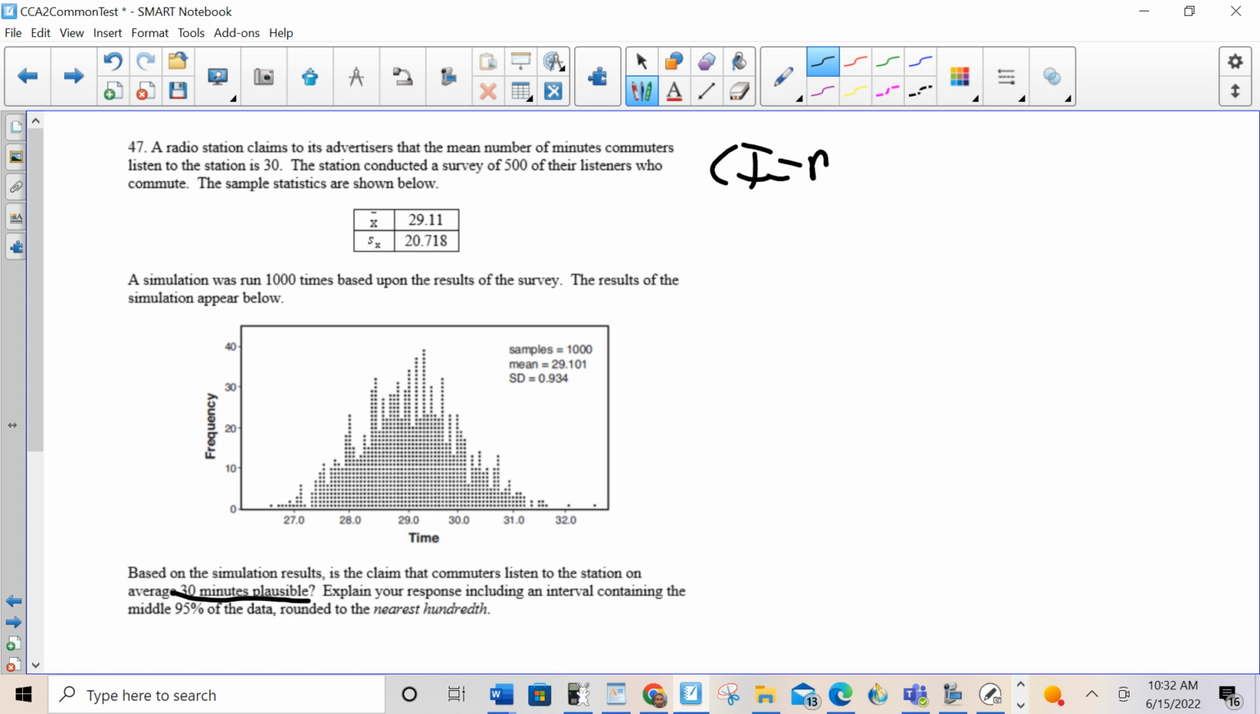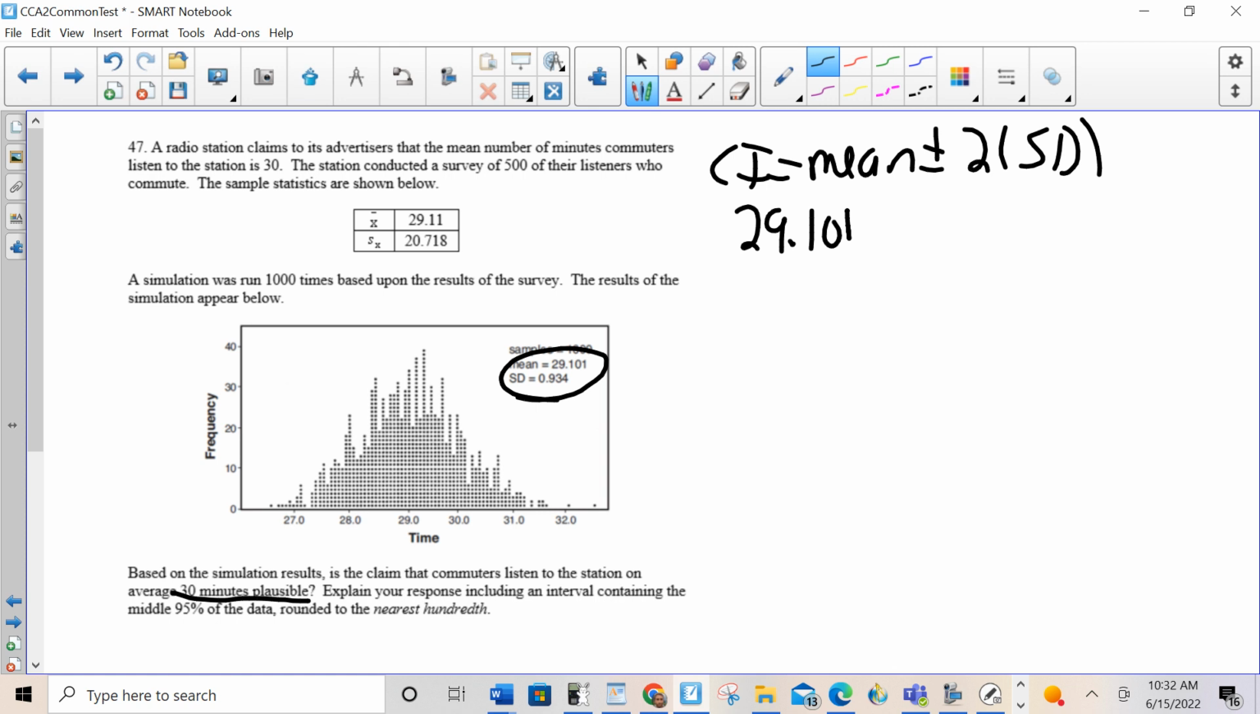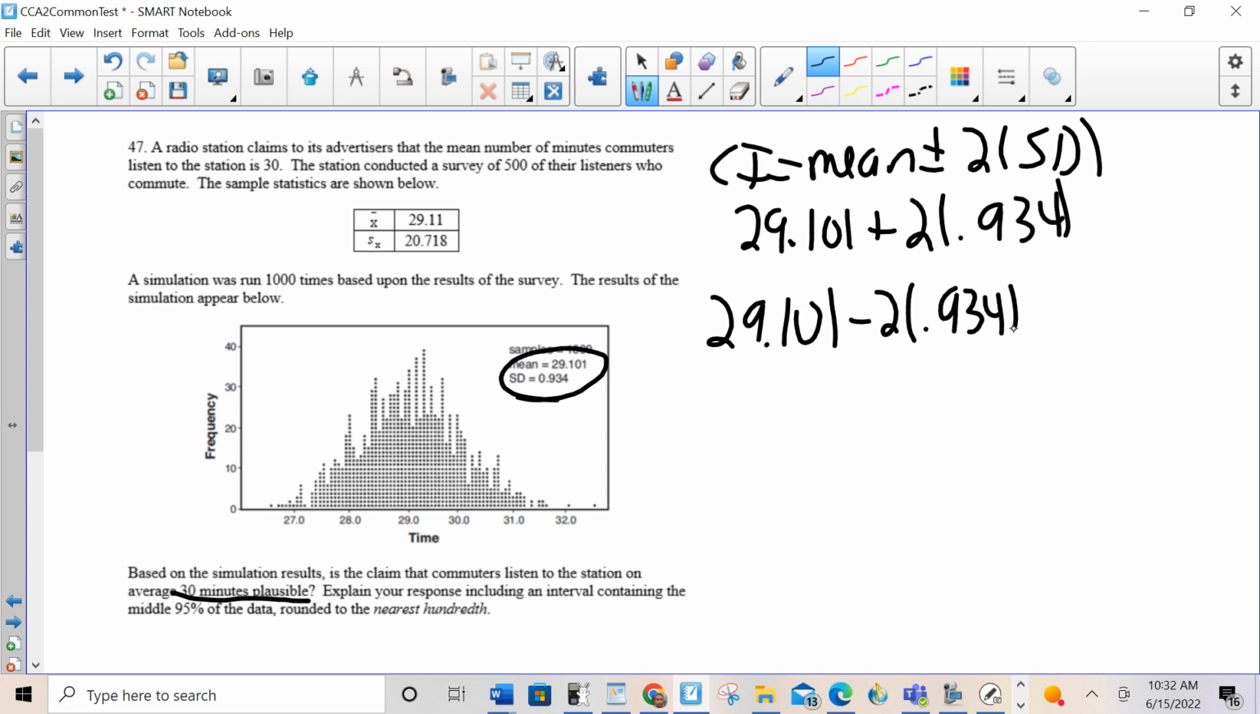The confidence interval is the mean plus and minus 2 times the standard deviation. It's right there. So it's 29.101 plus 2 times 0.934, 29.101 minus 2 times 0.934. I've done this question enough times, but I don't want to chance it. I don't want to mess it up.